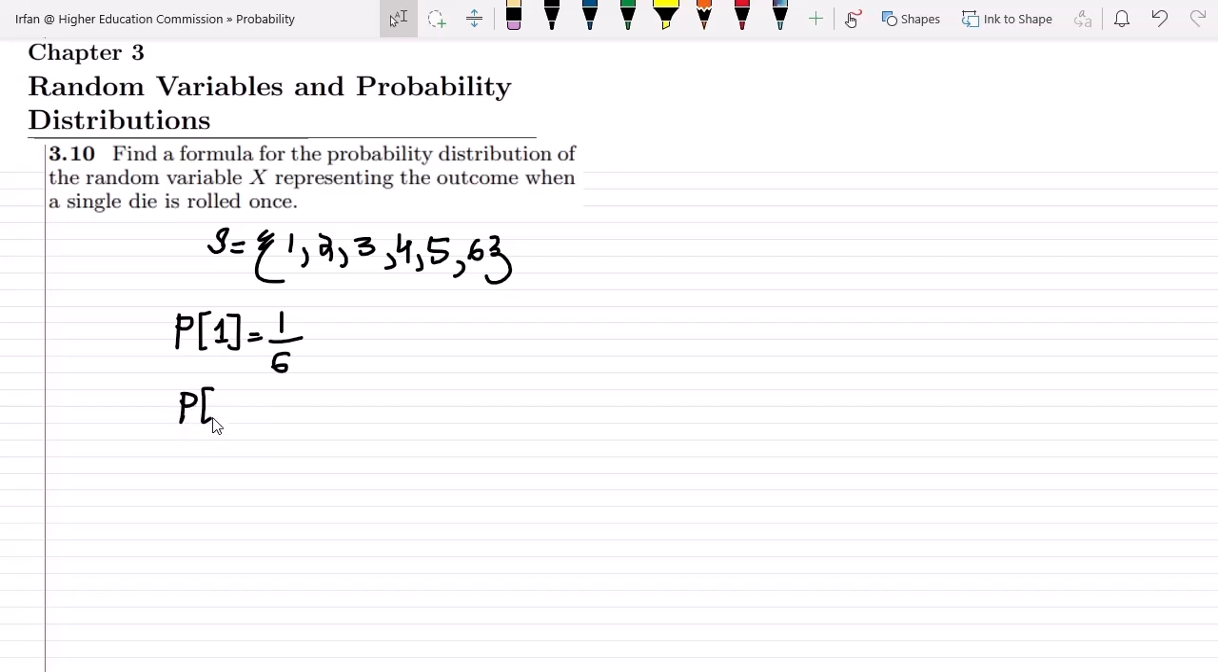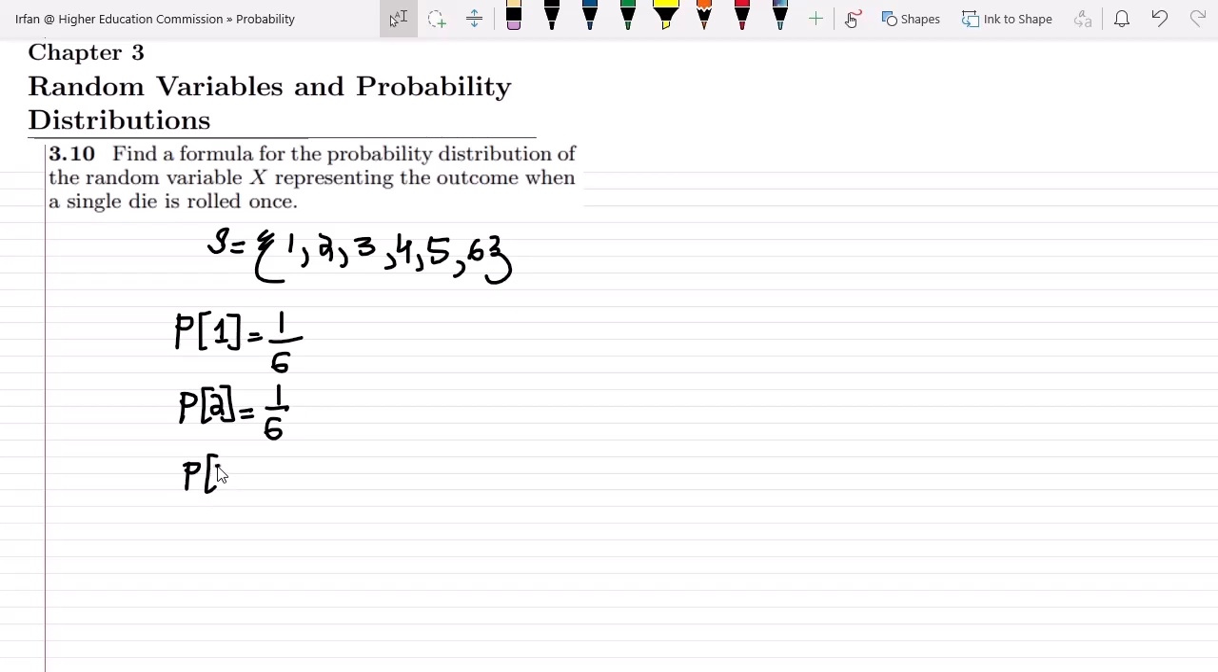Similarly for 2, how many 2's do we have here? Only 1, because it can only occur once. So the number of items in the event when we get 2 is basically 1 divided by the total number of items here. The total number of items is again 6, so it would be 1 by 6.